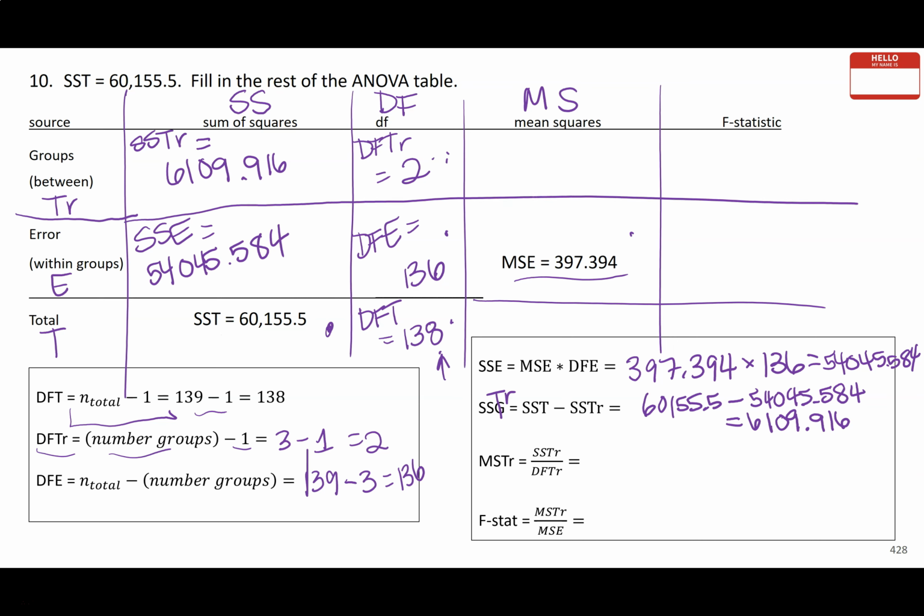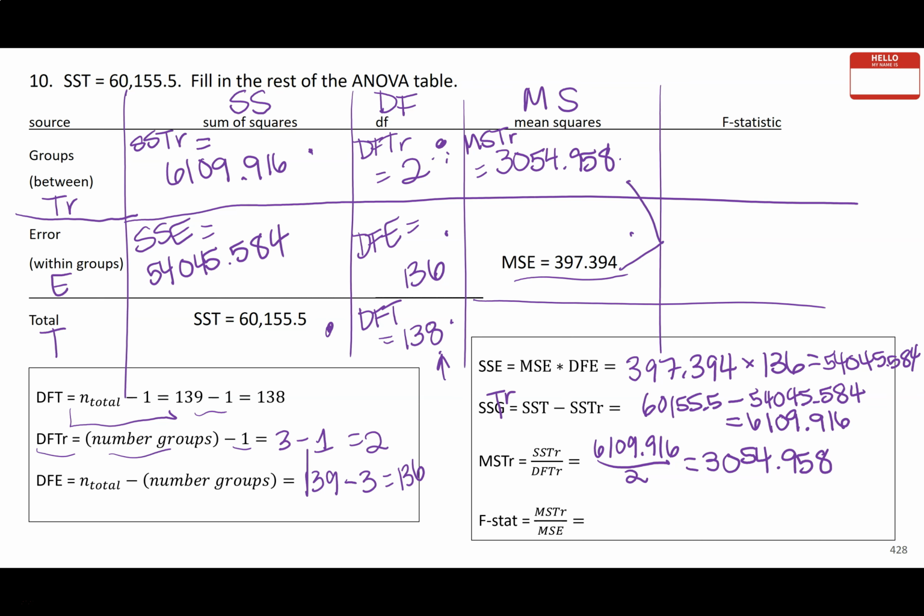Then my next step, I know my sum of squares treatment, divide by my degrees of freedom treatment, will be my mean squares treatment. So it will be that 6,109.916 divided by 2 degrees of freedom. This would be 3,000 some odd. 3,054.958. That's my mean square treatment.